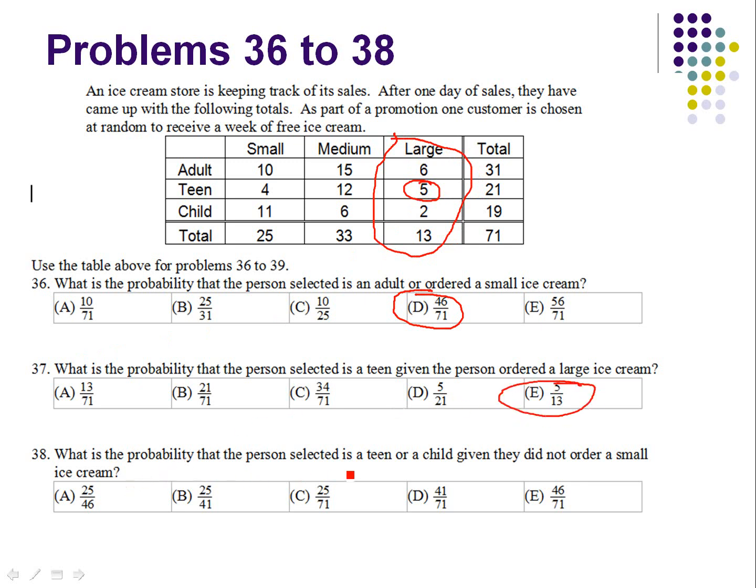Okay, what's the probability the person selected is a teen or a child, given they did not order a small? So they did not order a small, so I know it's none of these. It's a teen or a child out of this total. So we have 18 plus 7 is 25 out of 46. So it's 25 out of 46.